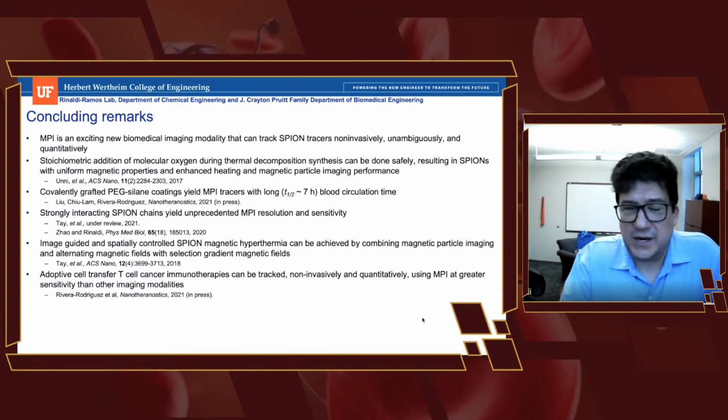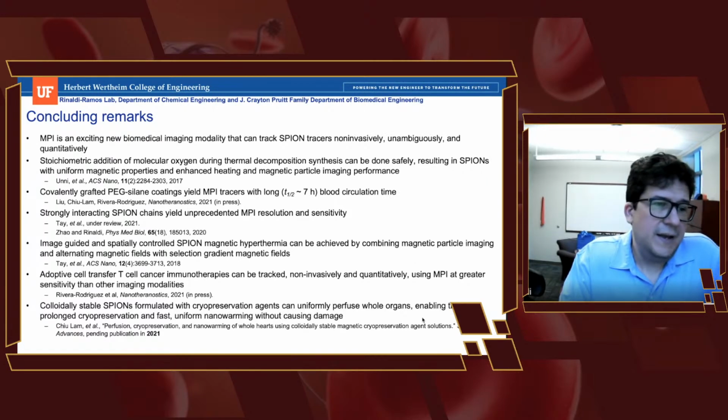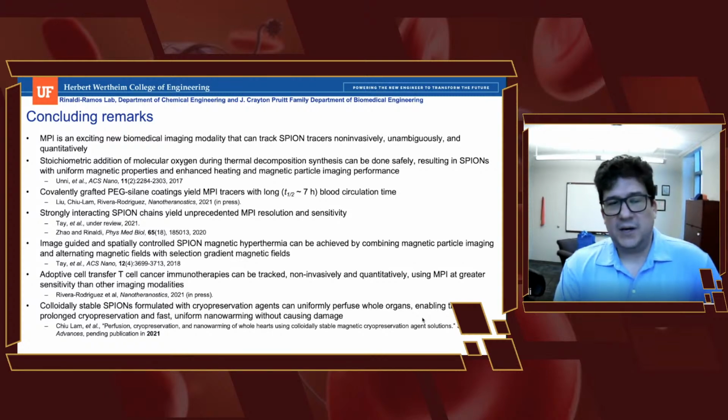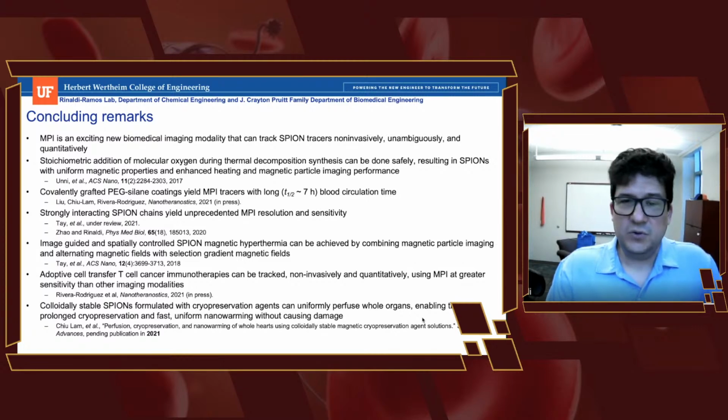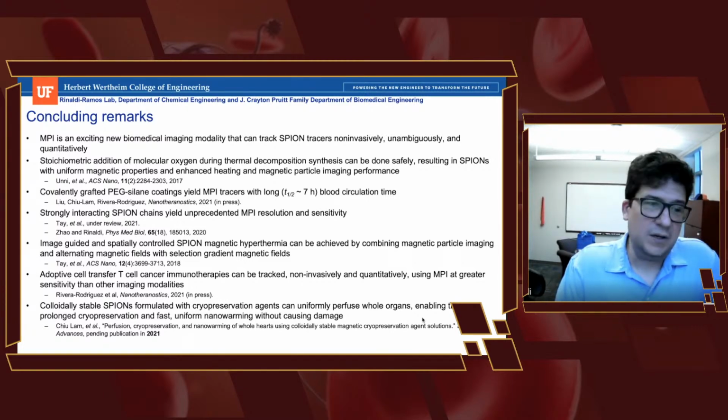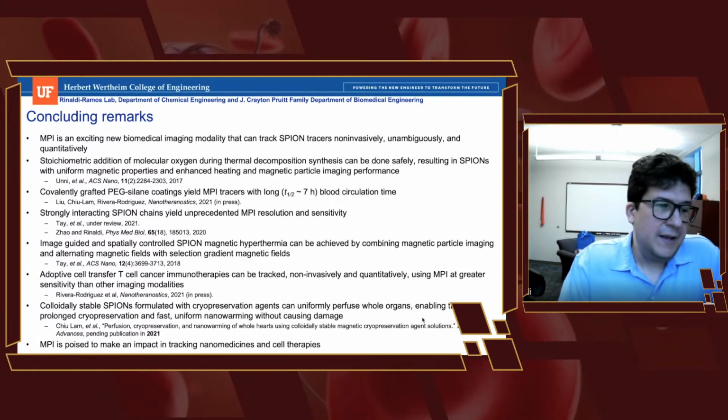We can use MPI to track adoptive cell transfer T-cell cancer immunotherapies, non-invasively and quantitatively in solid tumors. And finally, colloidally stable SPIONs can be formulated in cryopreservation agent solutions to uniformly perfuse whole organs, enabling their vitrification, storage, and rewarming, avoiding any damage from rewarming. And to close, basically, I think MPI is really poised to make an impact in tracking nanomedicines and cell therapies, and I hope you're as excited as I am.